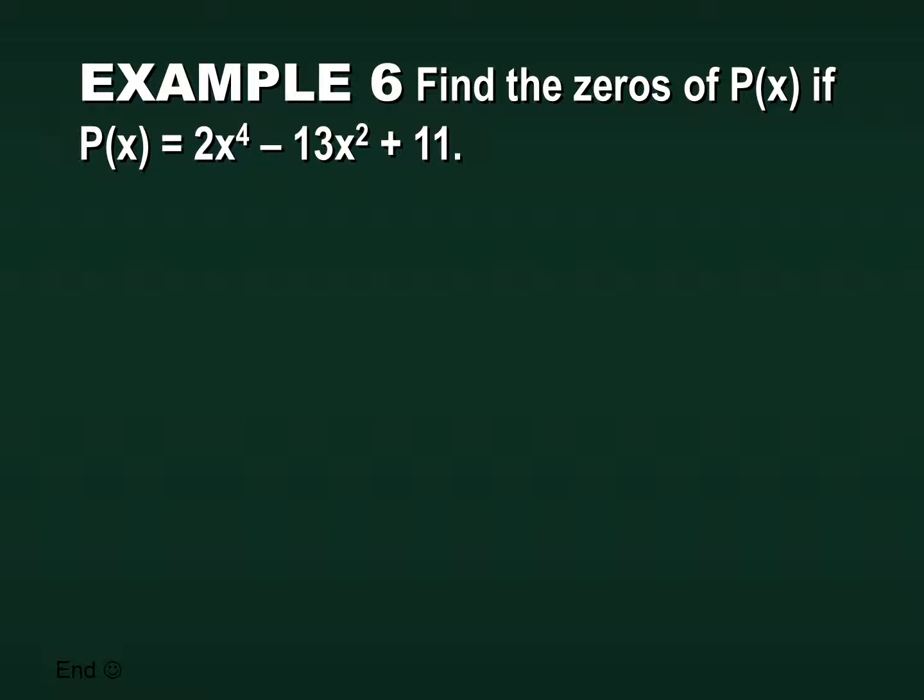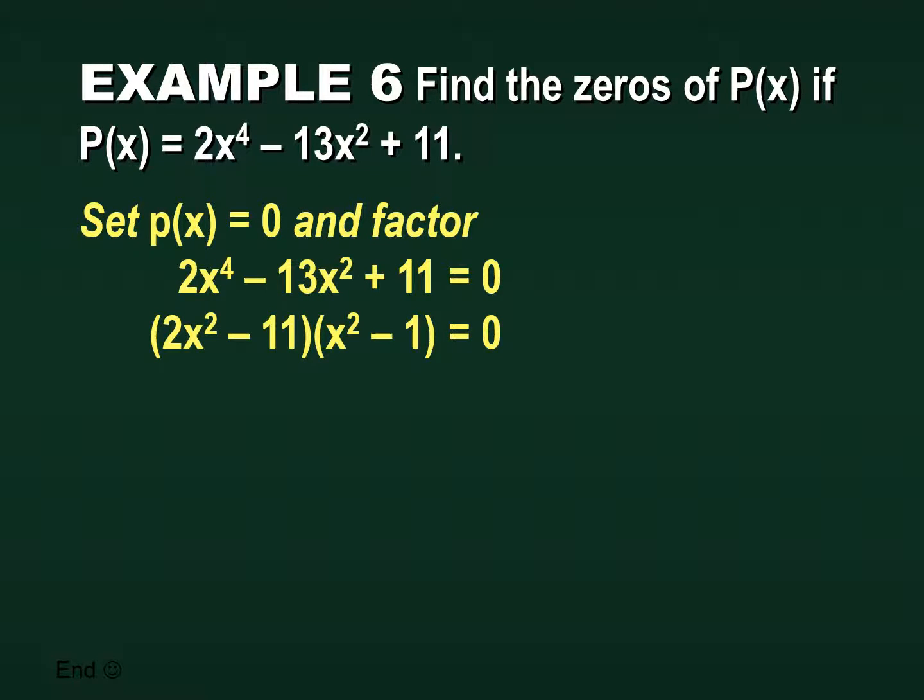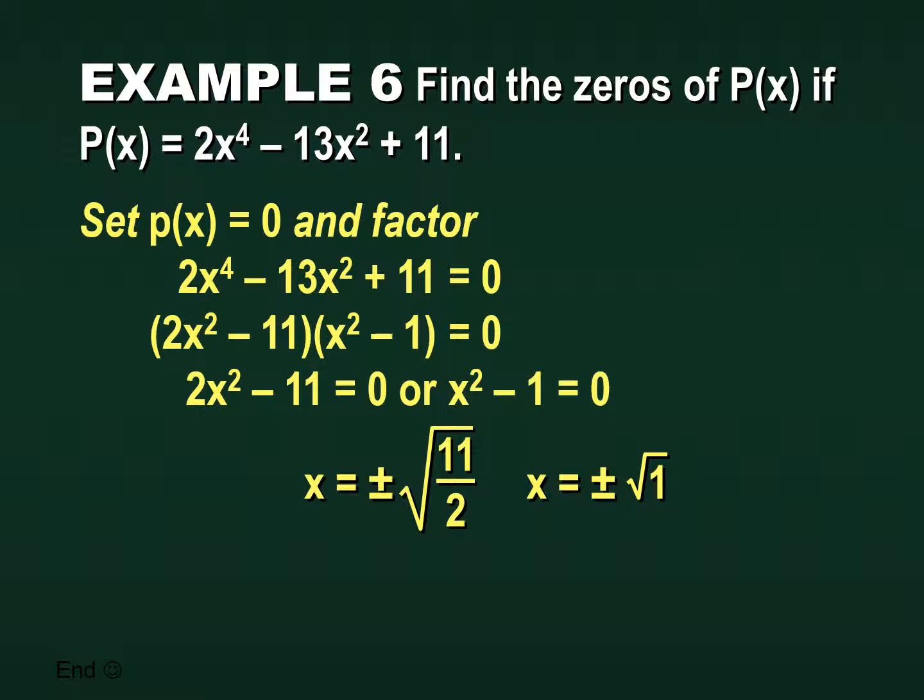So let's go and try this one. So we set it equal to 0, and then we factor it. And when we factor it, we get 2x squared minus 11 and x squared minus 1. So we set those both equal to 0, and then we solve for x, and we end up with x is equal to plus or minus the square root of 11 over 2, and x is equal to plus or minus the square root of 1. And when we go ahead and simplify that radical, we get x is equal to plus or minus the square root of 22 over 2, and then the square root of 1 was 1, so we get x is equal to plus or minus 1.